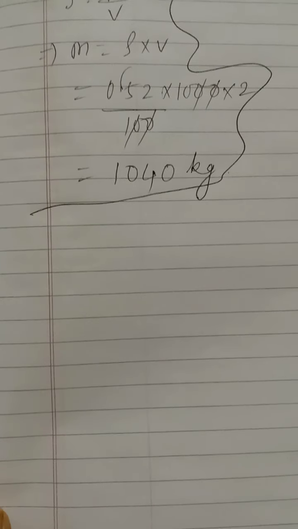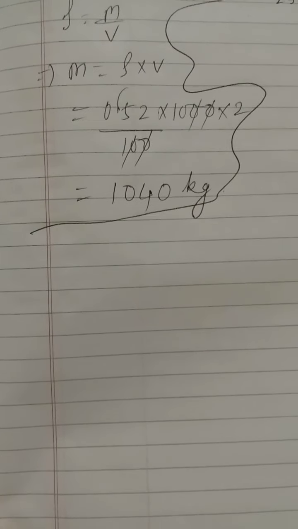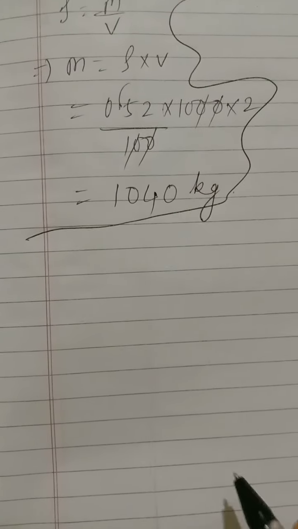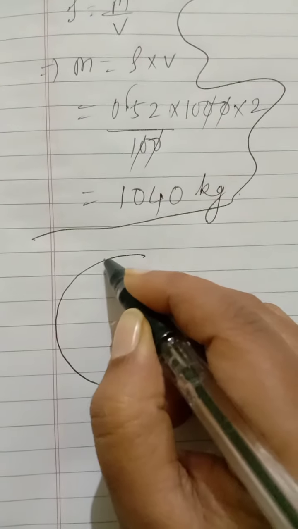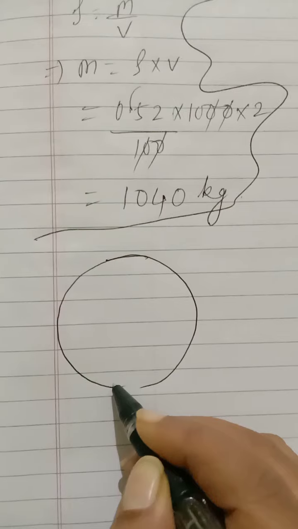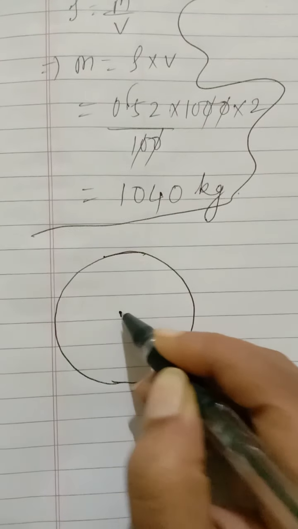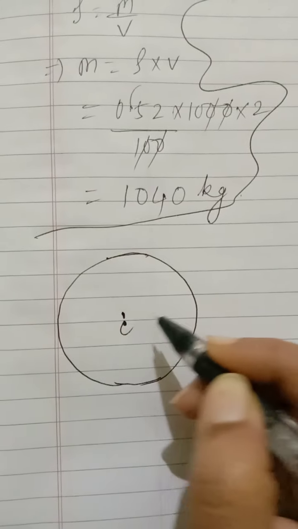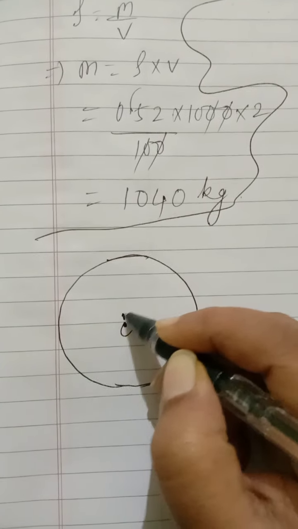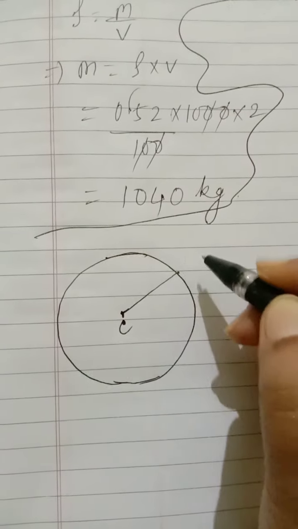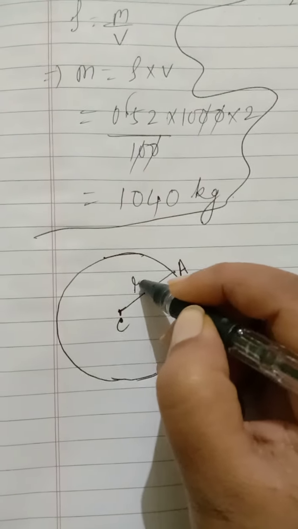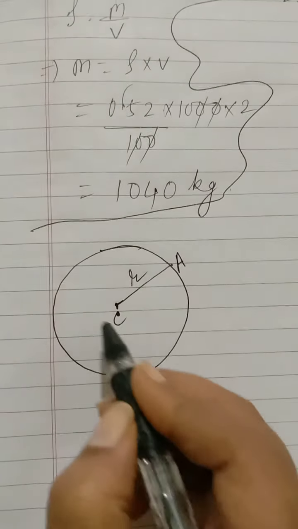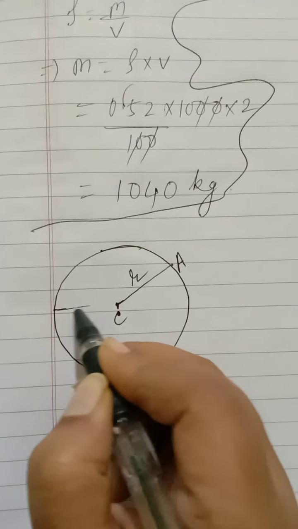Today we'll start with the mensuration exercise 16.3, the sums based on area of circle. Suppose this is a circle. This is the center of the circle, C, and any line from C to a point on the circumference, suppose A, is known as the radius of the circle.